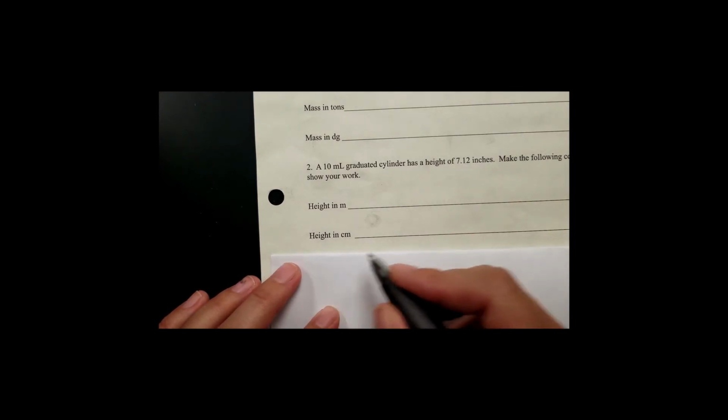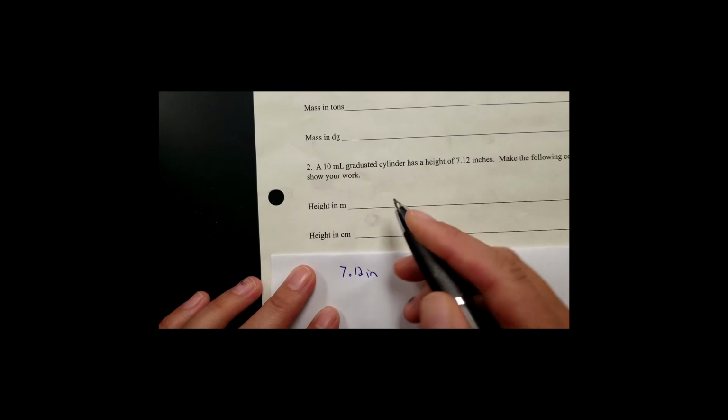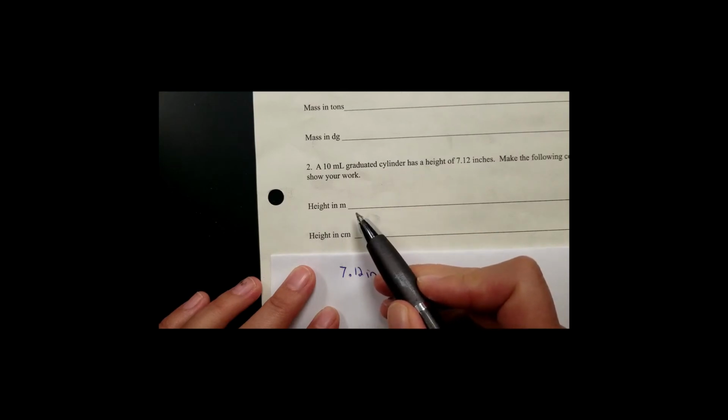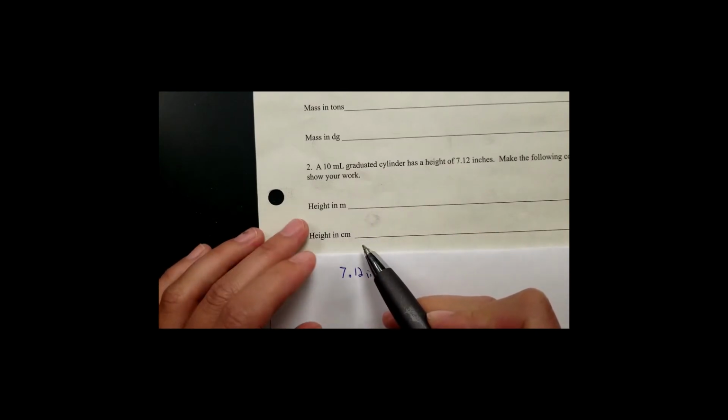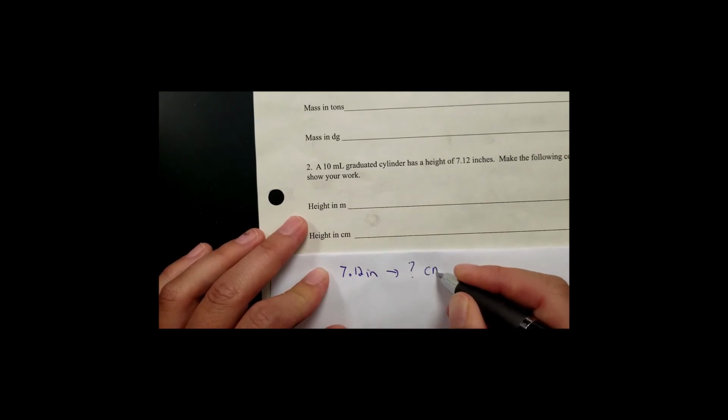So let me do this height in centimeters to show you an English to metric one quickly. You're going to take that 7.12 inches. For this first one, you're going to convert it to meters. The second one has you convert it to centimeters, and that's the one I'm going to work on now. So I'm going to write it inches to centimeters.